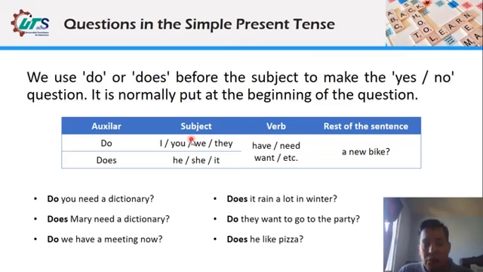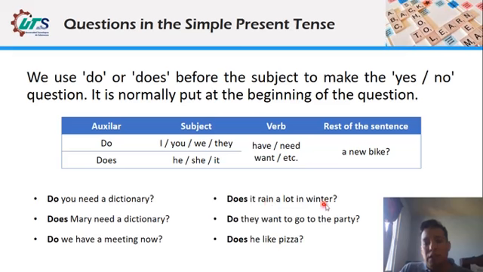It's only an auxiliary. In this case, do you need a dictionary? ¿Necesitas un diccionario? Does Mary need a dictionary? Mary necesita un diccionario. Do we have a meeting now? Tendremos una reunión ahora. If you see, we don't translate do and does. They are only auxiliaries, and it's necessary to use them when you want to make a question. Do and does.